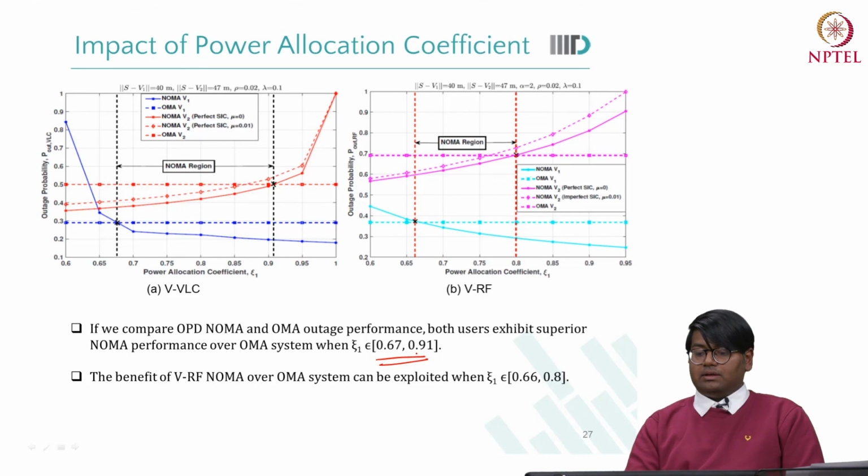And for the VRF case specifically, the benefits of vehicular radio frequency NOMA over the OMA system can only be exploited when the power allocation coefficient is in this interval.